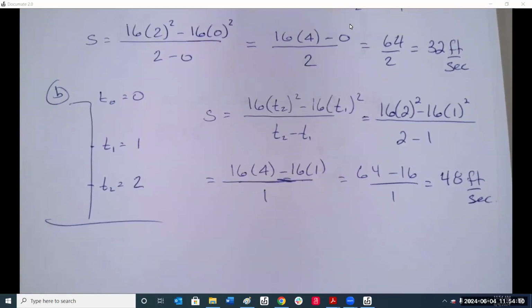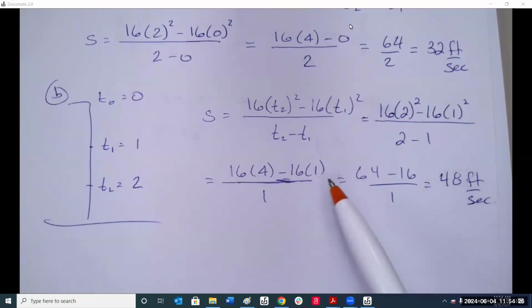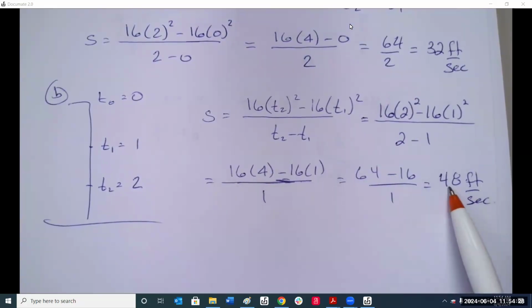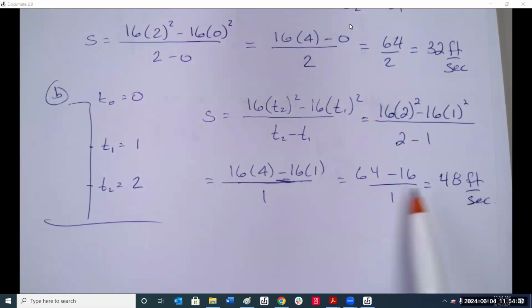What's the difference then between speed and velocity? Obviously, if gravity is 16 feet per second, we're going 48 feet per second. That's the speed. The velocity is going to be 16 feet per second squared.